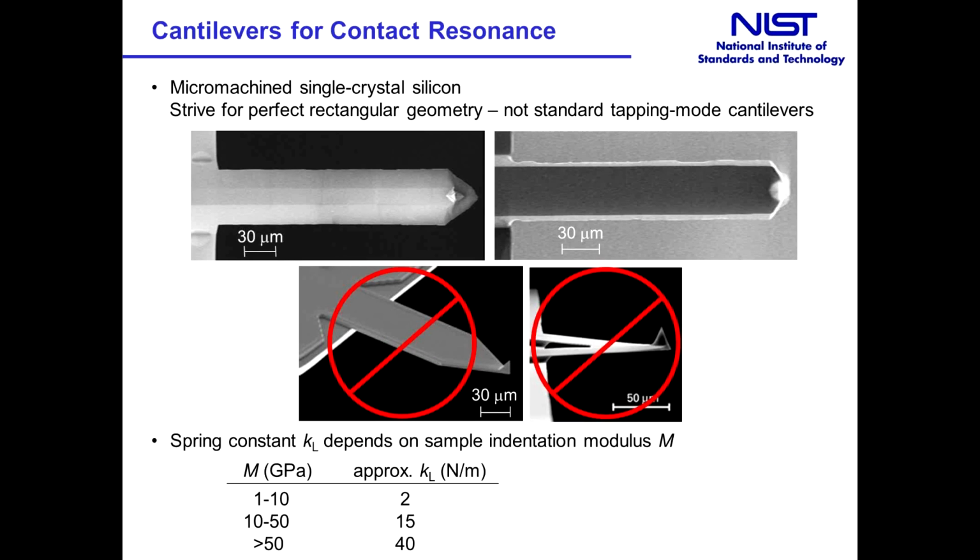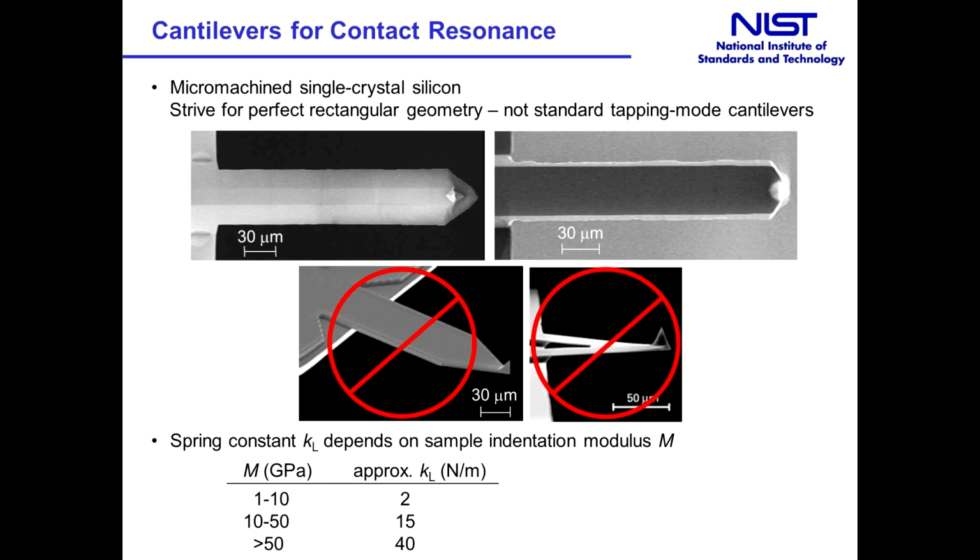I'd like to make some comments about the kind of cantilevers that we use in contact resonance. First, it's important to use rectangular cantilevers like those shown in the upper 2 SEM images. As you'll see later, our analysis model assumes a perfect or idealized rectangular geometry. So we want our real cantilevers to match that geometry as closely as possible. Therefore, we don't use triangular cantilevers or ones with very long pointed regions like those shown in the bottom two images.